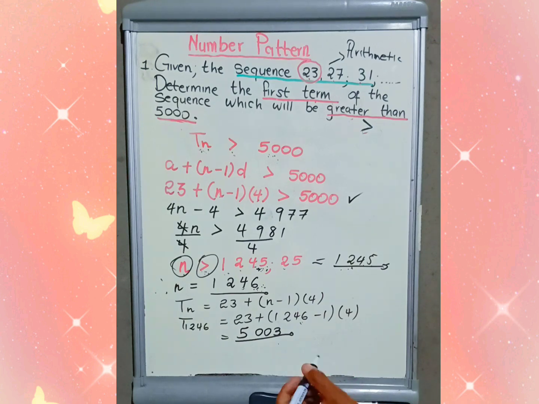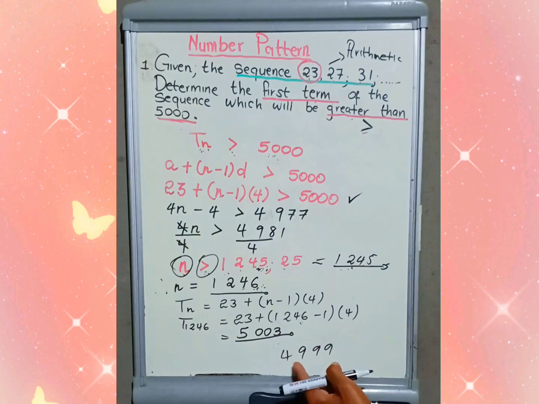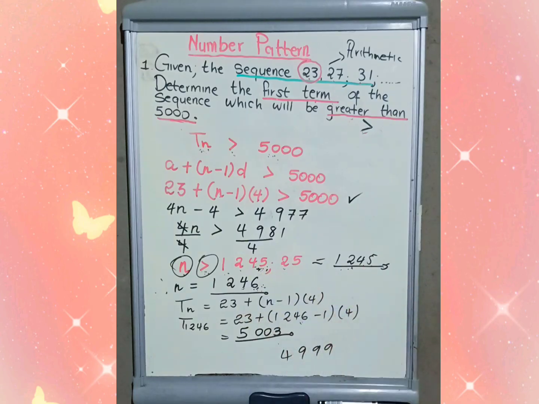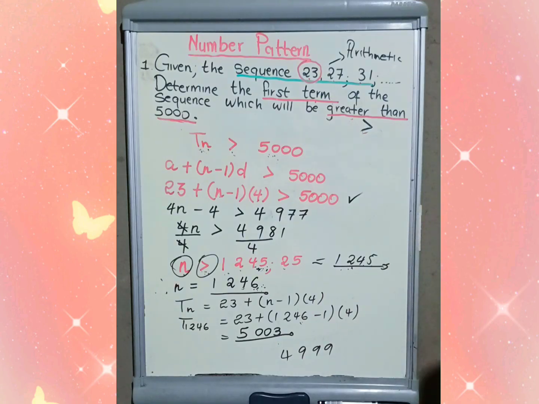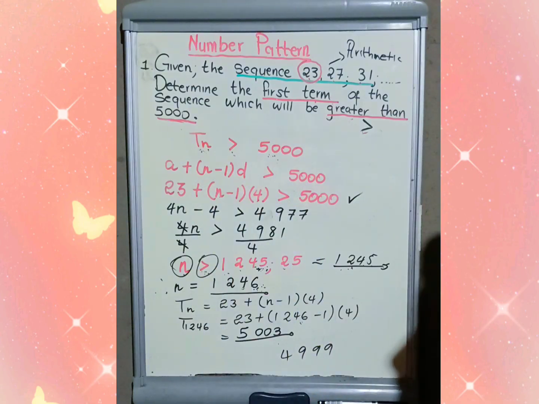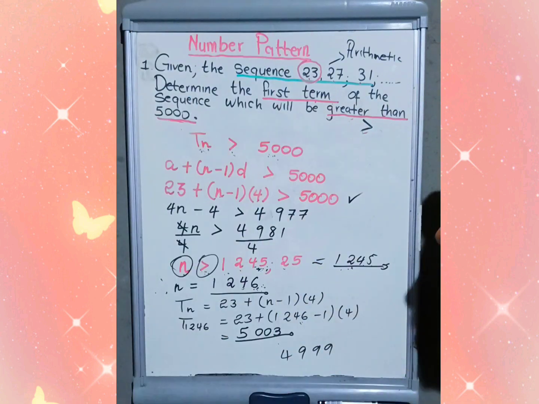I'm going to get 4,900. Do you see that? 4,900 is not greater than 5,000. It is less than, because when you round off this number to the whole number, we're going to get the less than number. It's very important to pay more attention to this kind of question. We must think far away, think deep down.